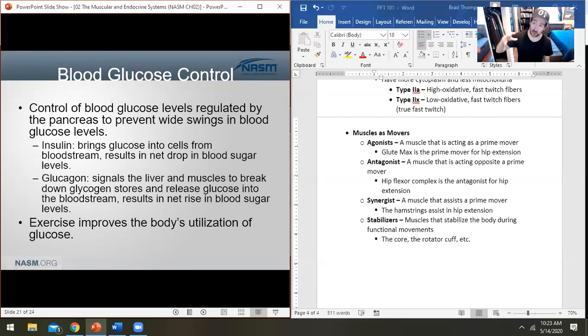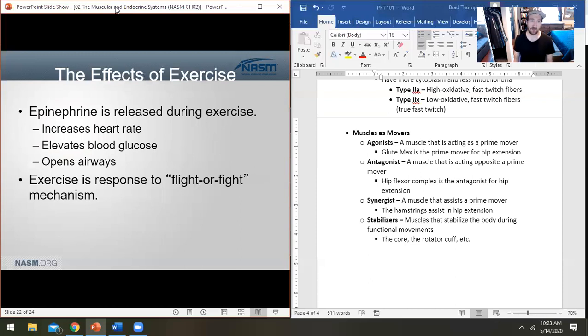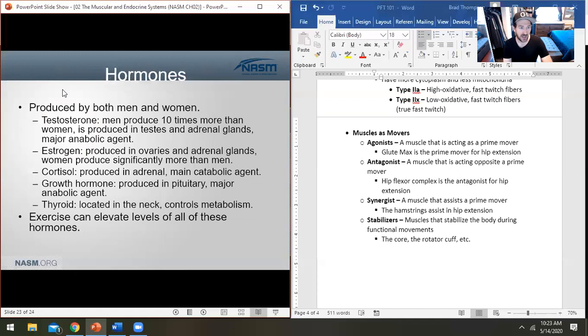Meanwhile, you've also got glucagon, and glucagon's going to do the exact opposite. That's going to pull that sugar out of your glycogen stores in order to be used for energy production. And so glucagon actually raises your blood sugar levels. Insulin lowers your blood sugar levels. And exercise is going to improve the utilization of both of those. Epinephrine, again, that's your fight or flight hormone, that's your adrenaline.